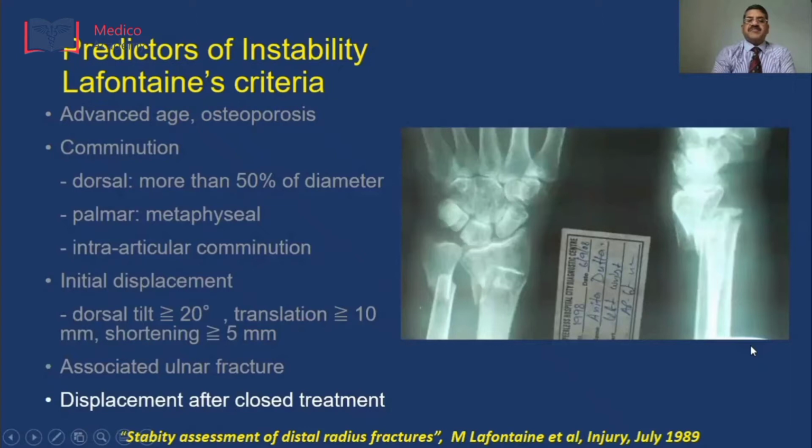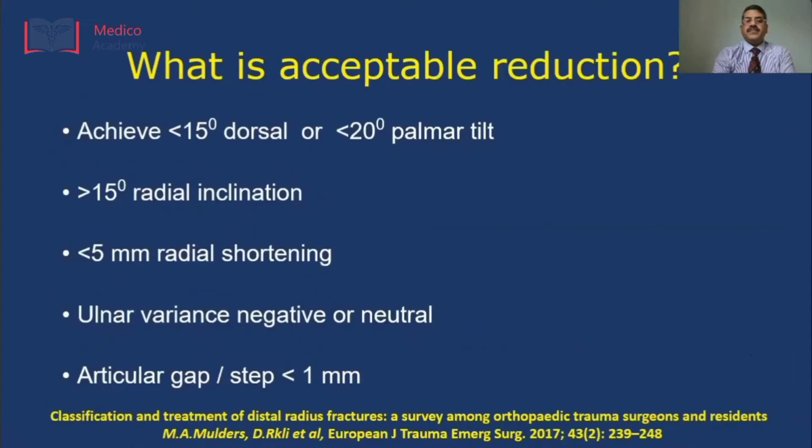And if the fracture displaces after close treatment, then obviously it is unstable. So if you have predicted according to Lafontaine's criteria that the fracture is likely to be unstable, then it may be preferable not to go for a fracture treatment modality like a plaster, but instead go for a more robust internal fixation as a treatment plan.